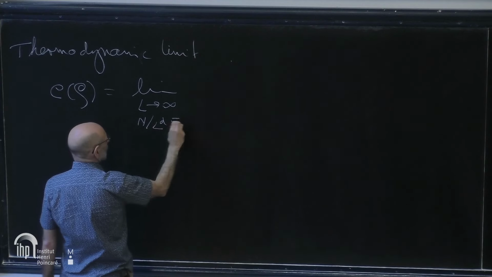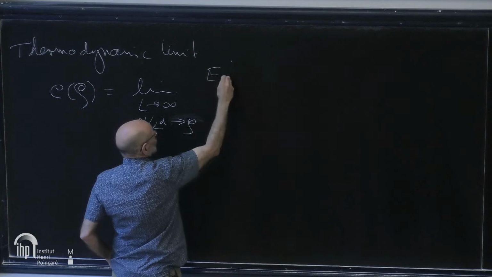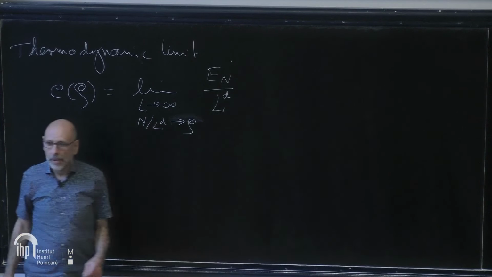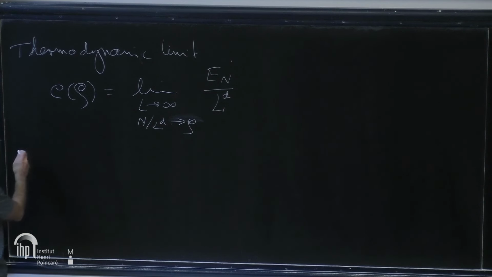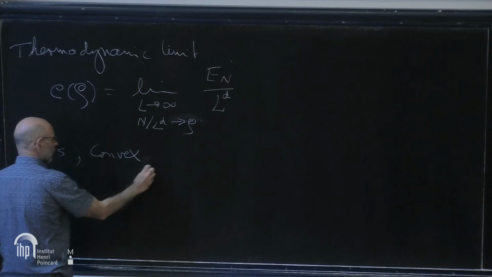But for now, what is of interest to me is the thermodynamic limit, so I'm looking at L going to infinity, keeping N over L to the D, well, it's enough to just ask that it converges to some number rho, and then we look at E_N divided by L to the D. And it's not a difficult exercise to show that this limit exists. It is convex as a function of rho.